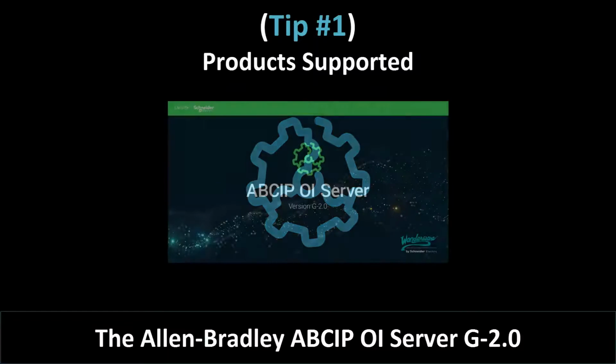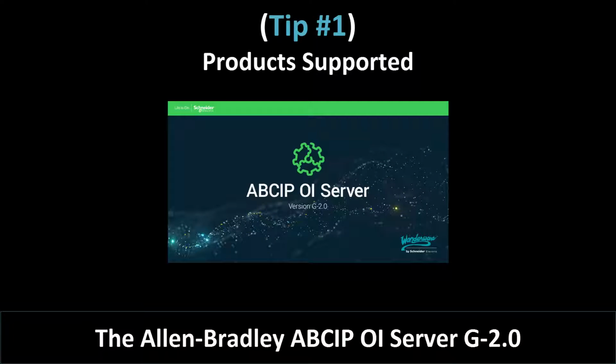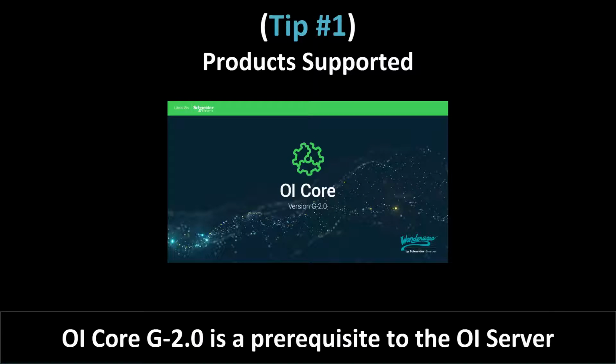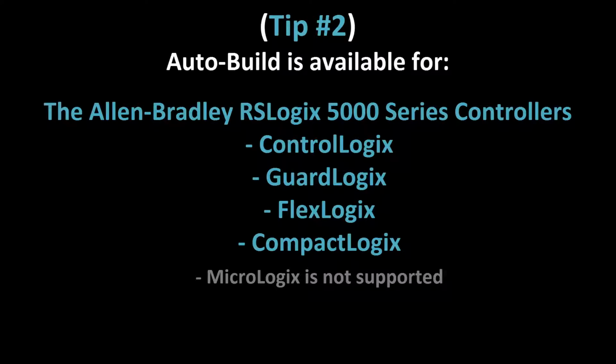Auto-build is supported by the Allen Bradley ABCIP OI server generation 2.0. In order to install the OI server, you must first install the OI core 2.0, which is the second generation of the OI core. Tip number two, auto-build is available for the Allen Bradley RSLogix 5000 series of controllers. Other controllers are not supported.